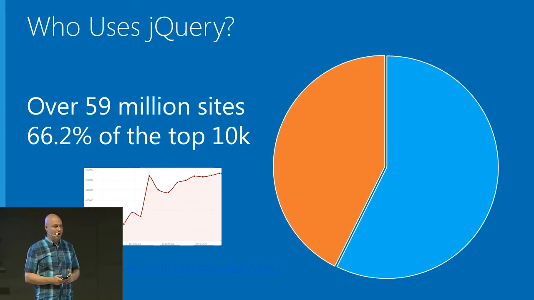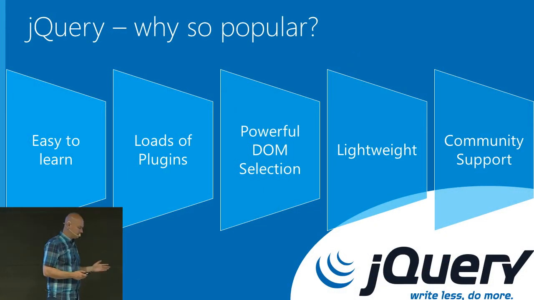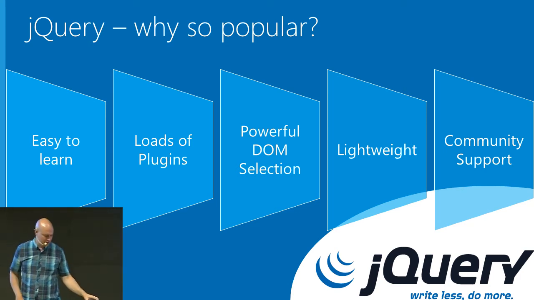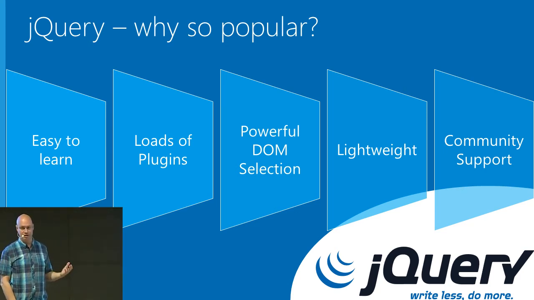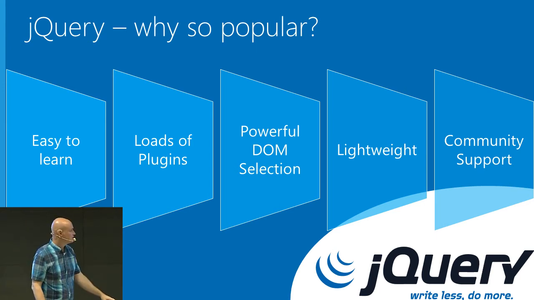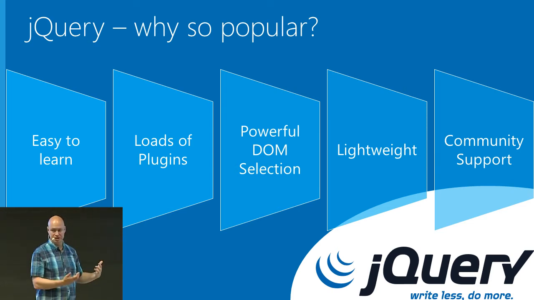There are good reasons. It's a very popular library. And some of the reasons are, definitely easy to learn, easy to get started. It has a great selection engine. So commonly the things that were frustrating to do in JavaScript were to find something in a page and then to change it, right? You needed to go find an element and change the color, or you needed to go find something and hide it, or whatever. And so the combination of DOM selection and DOM manipulation is something jQuery does very well.